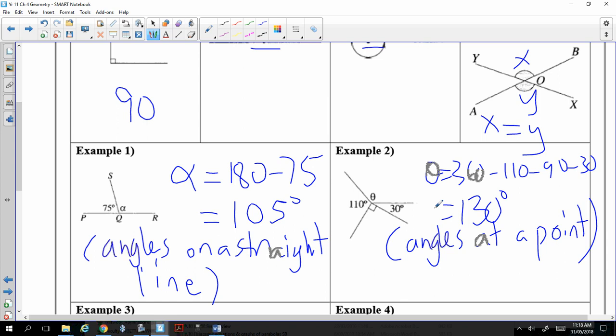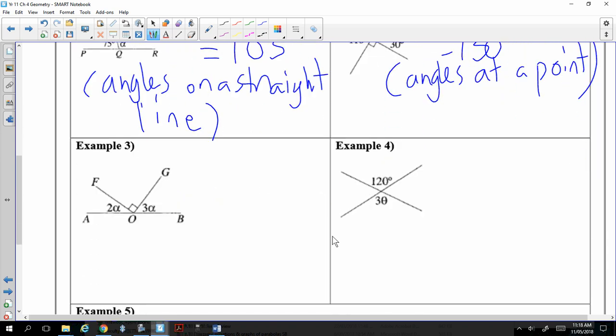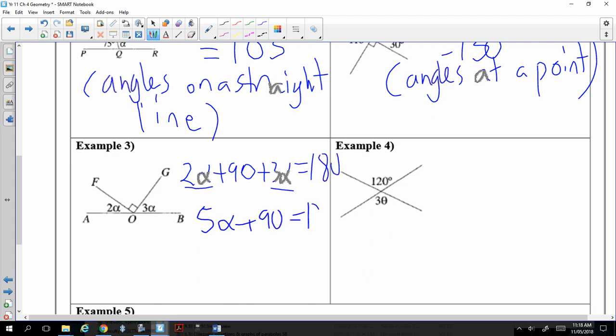Now next one, you can get some harder ones like this, but they're not that hard. All you have to do is set up an equation. What do the three angles add up to? 180. Good. Not 10 alpha, because 2 alpha plus 3 alpha, that's a Greek letter, by the way, is 5 alpha, plus 90, equals 180. So you give a reason. The reason is angles on a straight line, same as the one above.